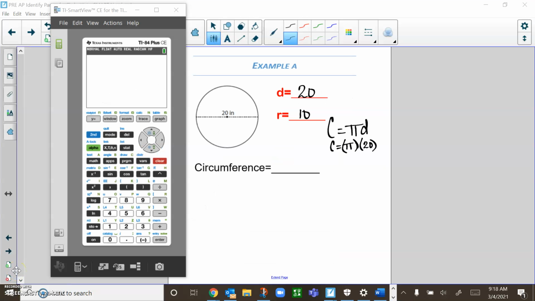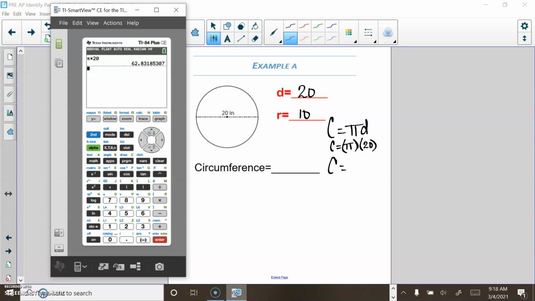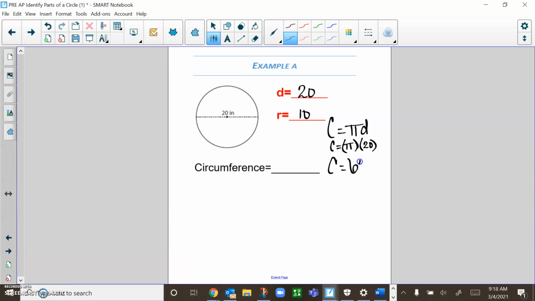So I open up my calculator and I am going to multiply pi by 20. I'm going to use second and then the exponent caret. That gives us pi times 20, and circumference is equal to 62.83. Okay, so we have 62.83. That's your answer.